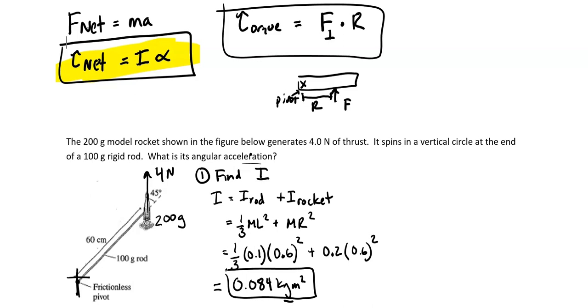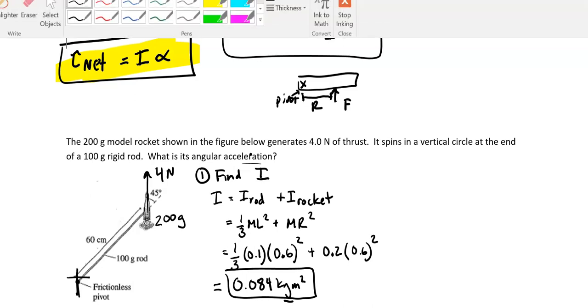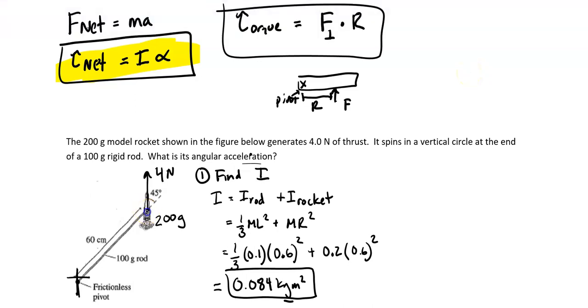Now let's find the net torque. First let's draw all the forces acting on it. We have the force of the thrust, which is 4 newtons. We have the force of gravity acting on the rocket, which is 0.2 kilograms, so that is just going to be 2 newtons down. And then we have the force of gravity acting on the rod. Let's draw again: the force of gravity needs to act from the center of mass of the rod, so that is just going to be straight down like that. It's a 100-gram rod, which is 0.1 kilograms, so it's a 1 newton force for the rod.